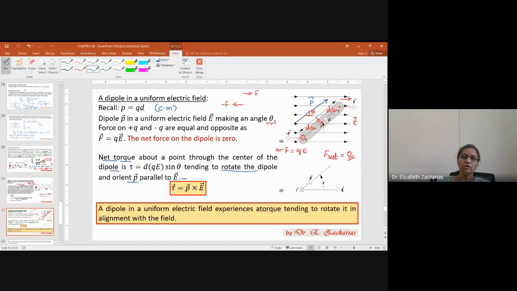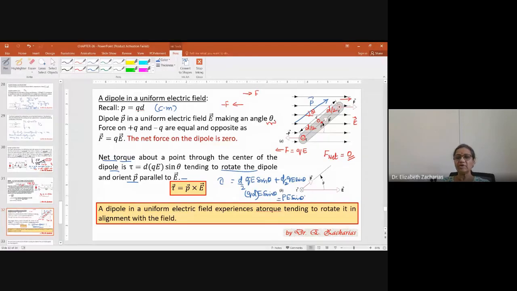Let us look at what the torque is in this case. In the first case, it's going to be d by 2 times E, where F is Q into E, times sine theta. Similarly, for the other charge, you will have d by 2 Q E sine theta. If you add up, you get Q d E sine theta. Now, Q into d is P. So it will be P E sine theta. That will be the net torque.